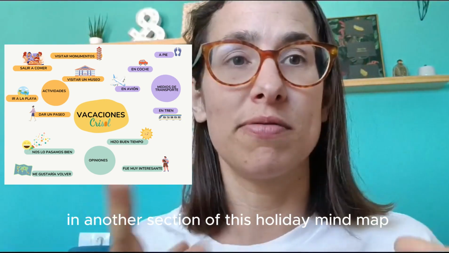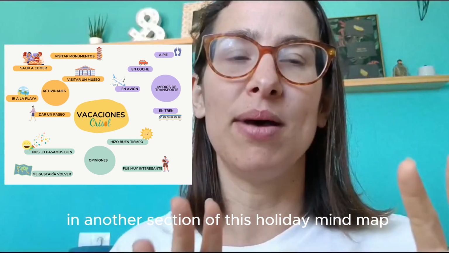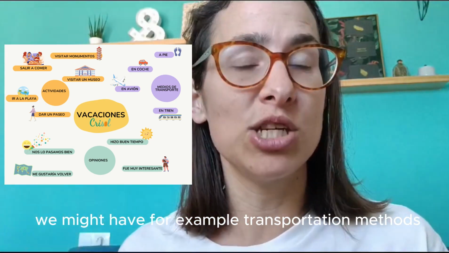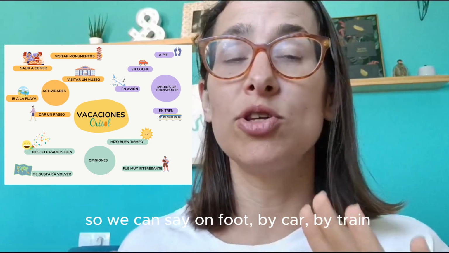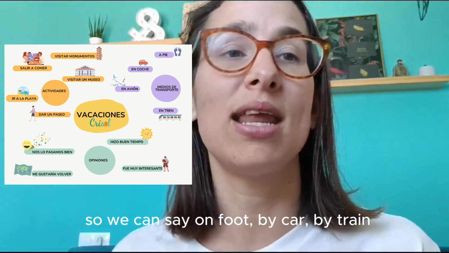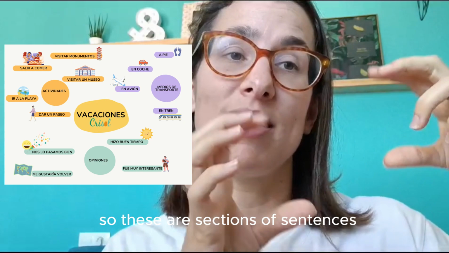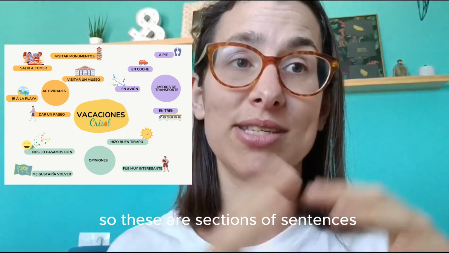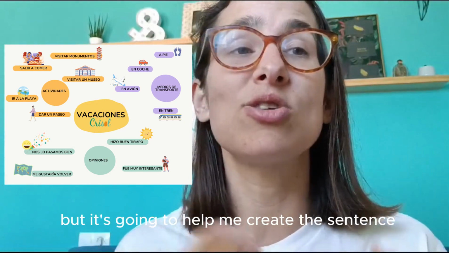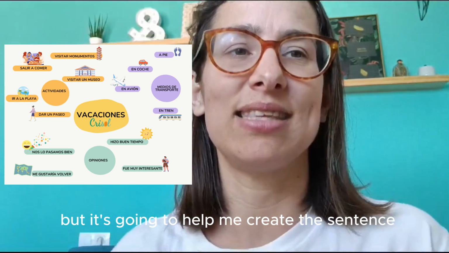In another section of this holiday mind map, we might have, for example, transportation methods. So we can say on foot, by car, by train. So these are sections of sentences. It's not a full sentence, but it's going to help me create the sentence.